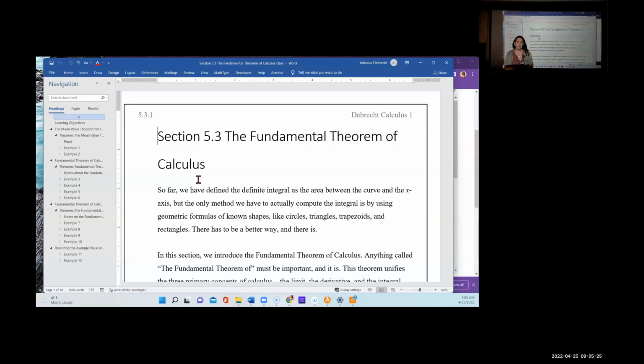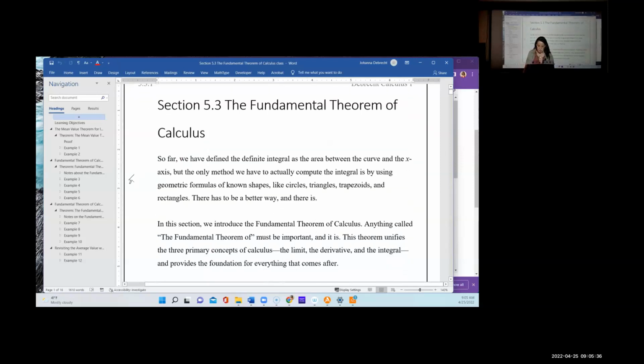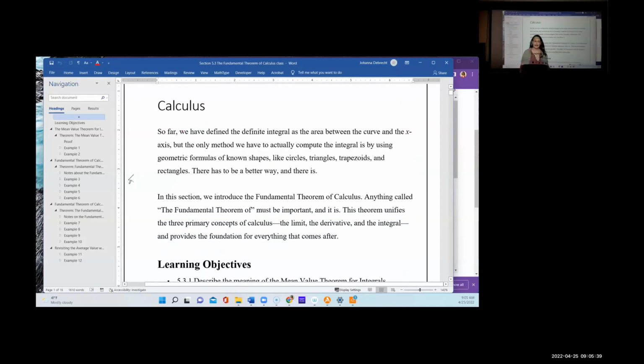In fact, it is arguably one of the most important theorems in Cal 1, Cal 2, and Cal 3, because it provides the foundation for everything that follows. So far we have been computing definite integrals as the area between a curve and the x-axis. But we've had to use geometric formulas like circles, semicircles, triangles, rectangles, trapezoids, etc., in order to compute the area between the curve and the x-axis, which only works, of course, if the area is in some kind of geometric shape.